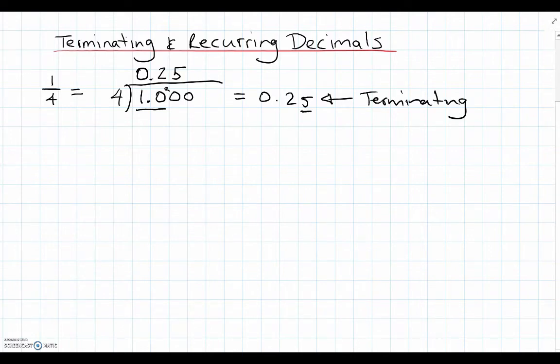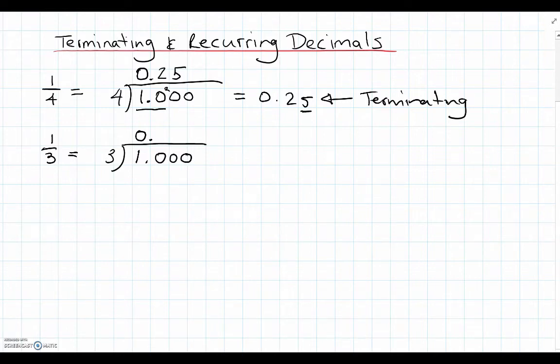Now what I want to do is show you 1/3. Now you might know what 1/3 is as a decimal, but I'll show you by division how many times 3 goes into 1. Now 3 goes into 1 0 times, and just like I did last time, I'm going to put in a decimal point, and I'm going to put a few zeros after it. Now I can put as many zeros as I want. Again, I'll just put 3 in.